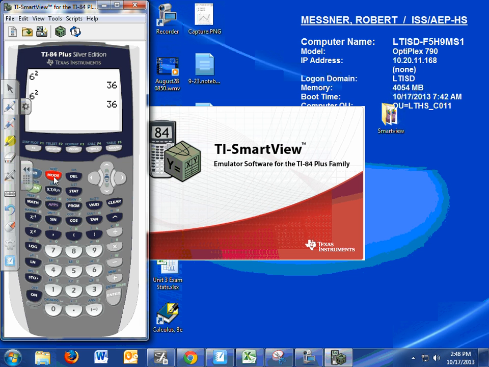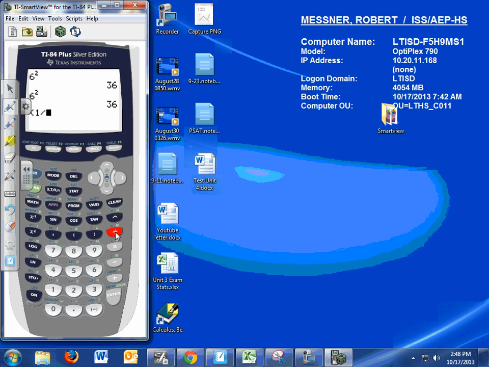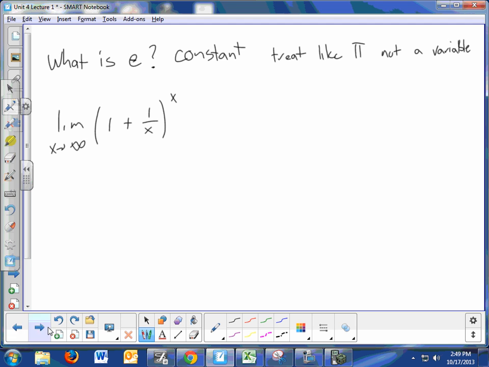Mathematicians kind of formulated the number by evaluating certain situations. So like 1 plus 1 divided by, let's pick 10,000, to the 10,000. We can see 2.718, that's getting closer to what e's true value is. So we continue to put in numbers bigger and bigger and bigger, and we approach a specific number, e. And mathematicians decided, just like they decided pi was pi, they decided e was the number e. So it's important to know that e is just not a variable.